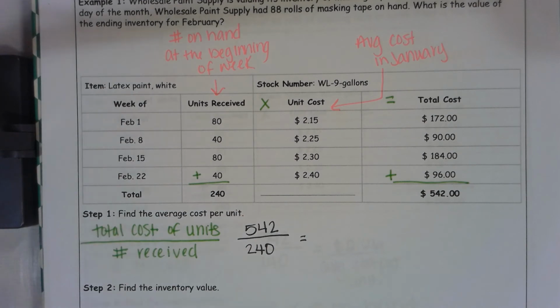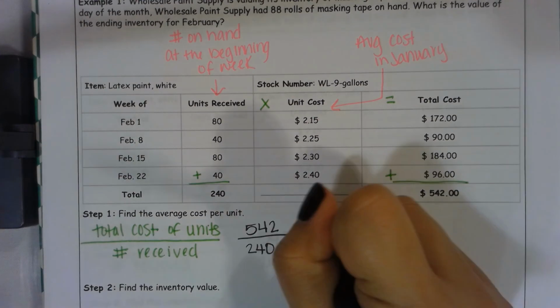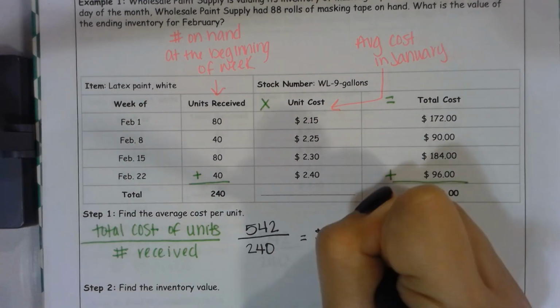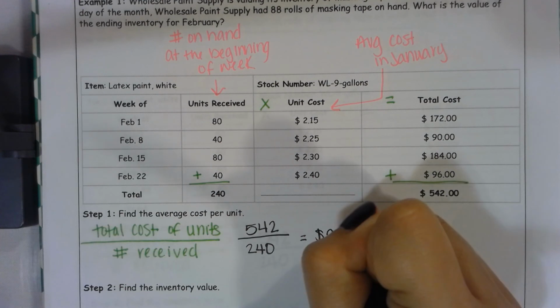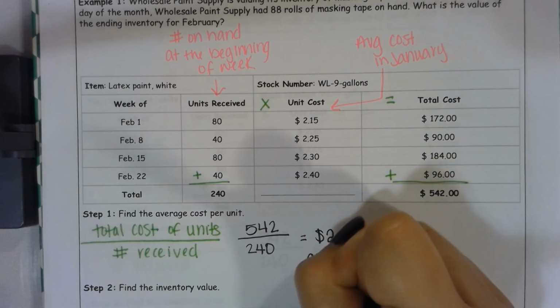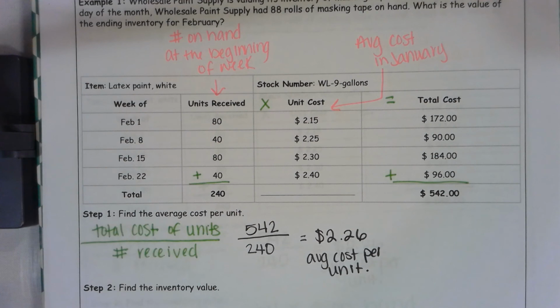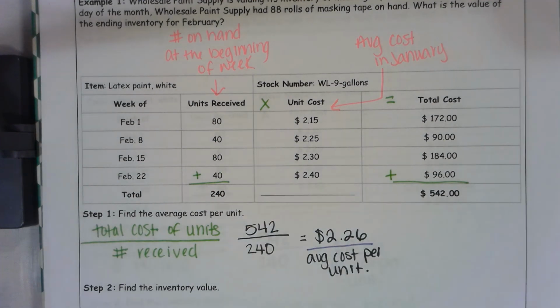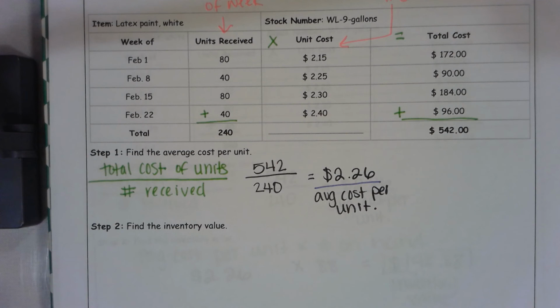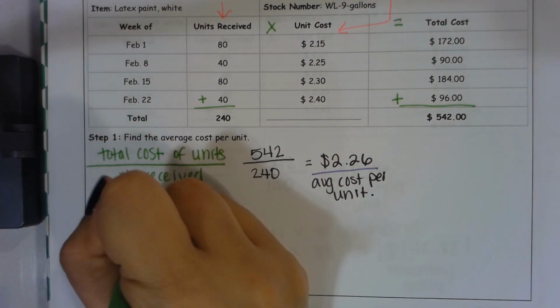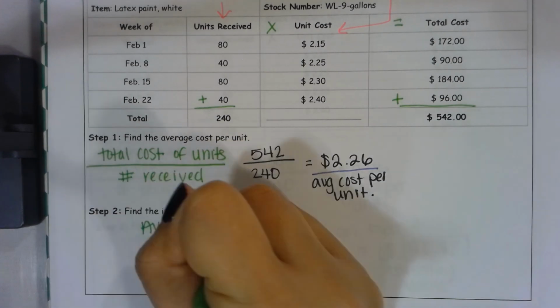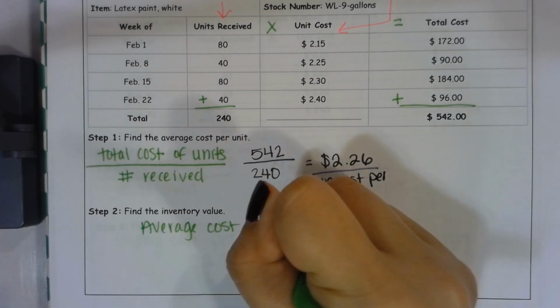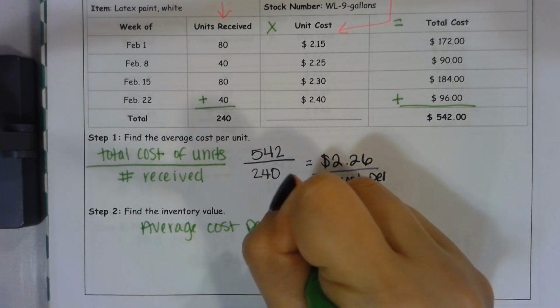And that's going to give them that the average cost per unit is $2.26. So even though none of them were $2.26, you know the average is about how much each one of them would have cost. Okay, so finding the inventory value, we just wrote our formula up above that it is the average cost per unit times the number on hand.